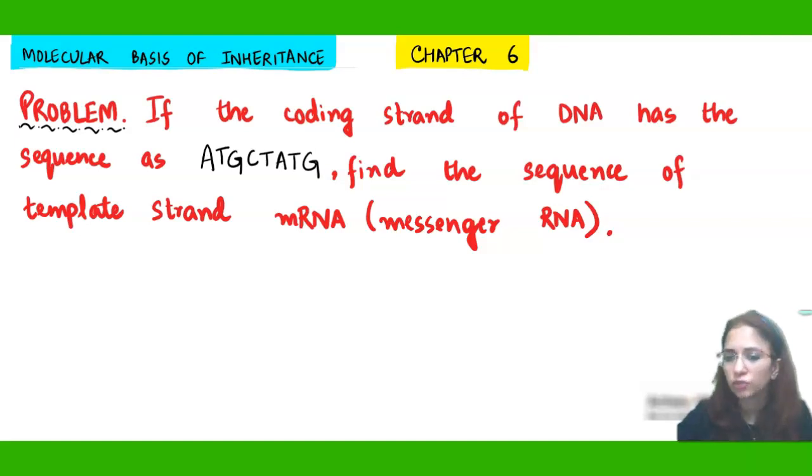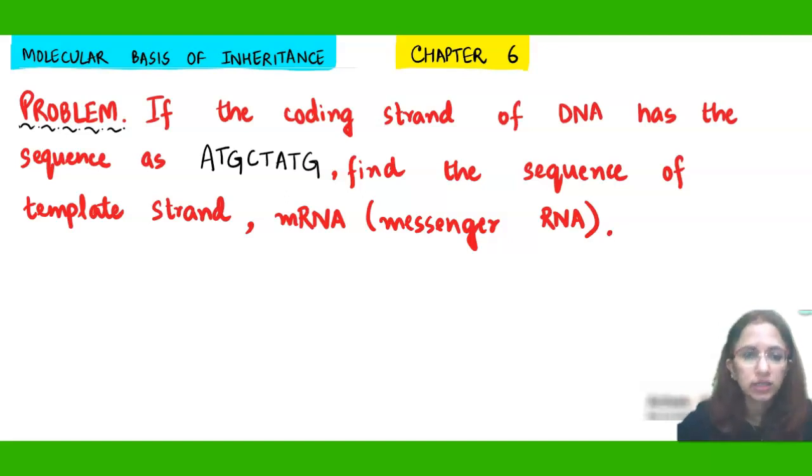Now in this video we are going to solve a problem, and the problem says: if the coding strand of DNA has the sequence A, T, G, C, T, A, T, G, find the sequence of the template strand and messenger RNA. So here what we need to do is we need to know what is the coding strand of DNA, what is the template strand of DNA, and how is messenger RNA formed from DNA.